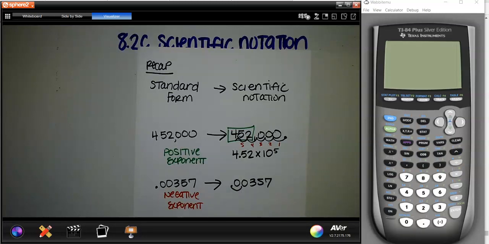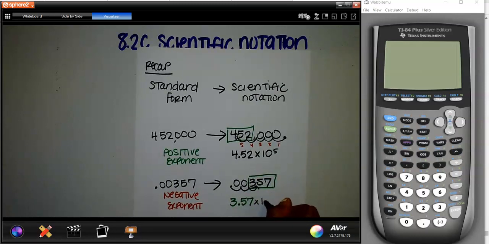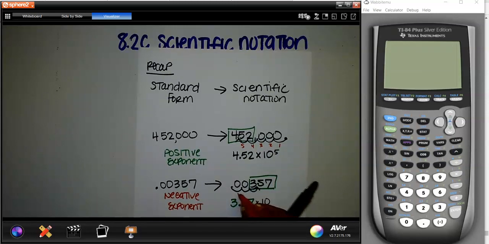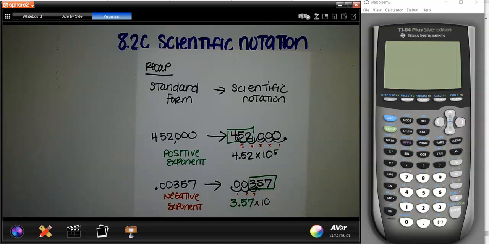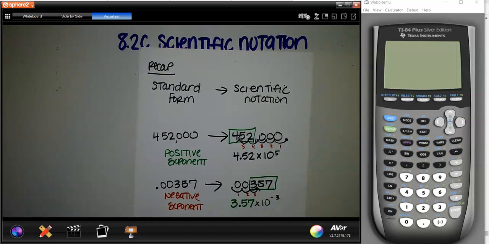So if I move it here, it's still not quite between 1 and 10. Still not quite, so I'm going to move it one more time, which puts it between the 3 and the 5. And then I get 3 and 57/100ths, which is a number that's between 1 and 10. So there's my number. And then I know I'm going to multiply it by some power of 10. I'm going to count my place values to get my exponent, 1, 2, and 3. But remember, you started with a small number, so your exponent is going to be negative 3.